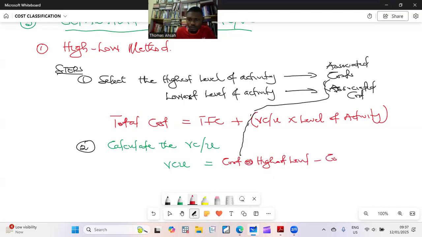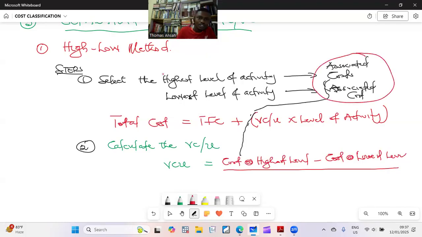Minus cost at lowest level, all over. So you have used this side. So let's come to this side: all over the highest level of activity. Highest activity level.